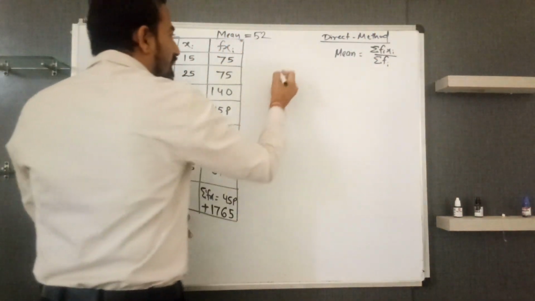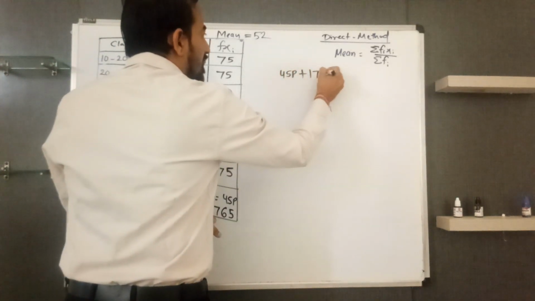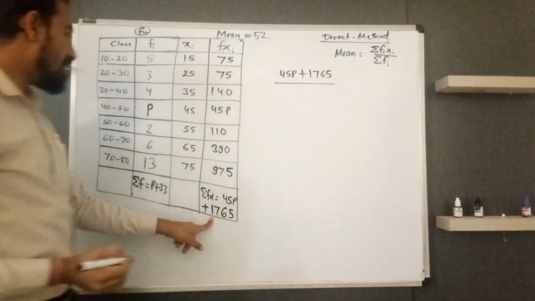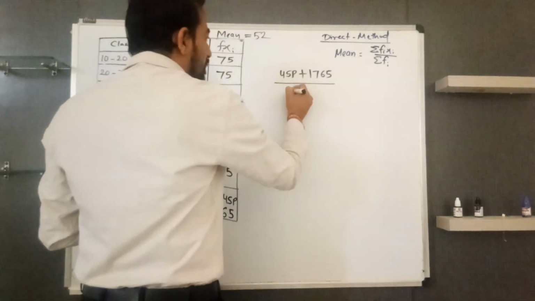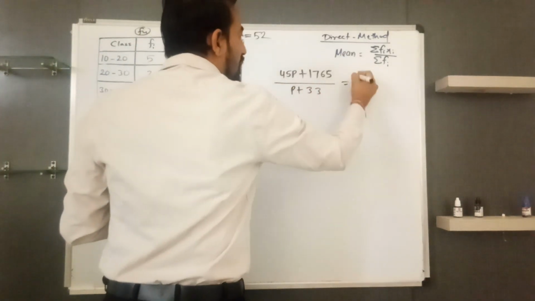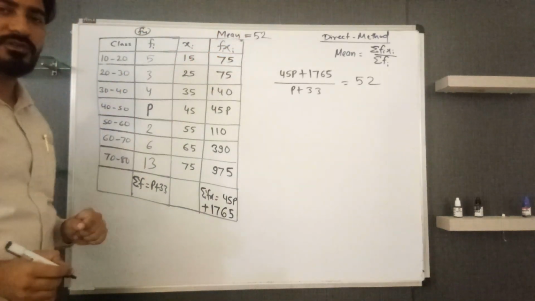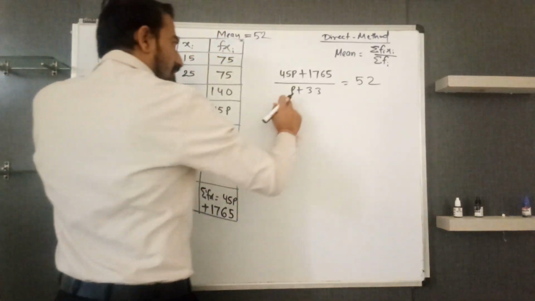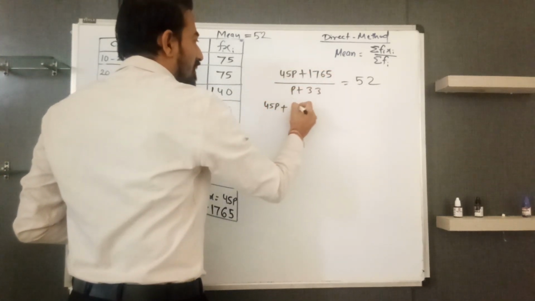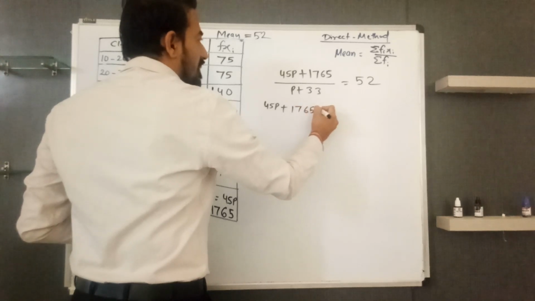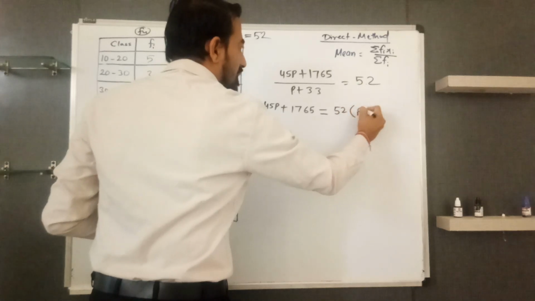So sigma fx we have 45 times of p plus 1765 divided by sigma f we have p plus 33, that is equal to 52. See, the mean is given 52. The next step, cross multiplication. So 45 times of p plus 1765 is equal to 52 times of this, cross multiplication.